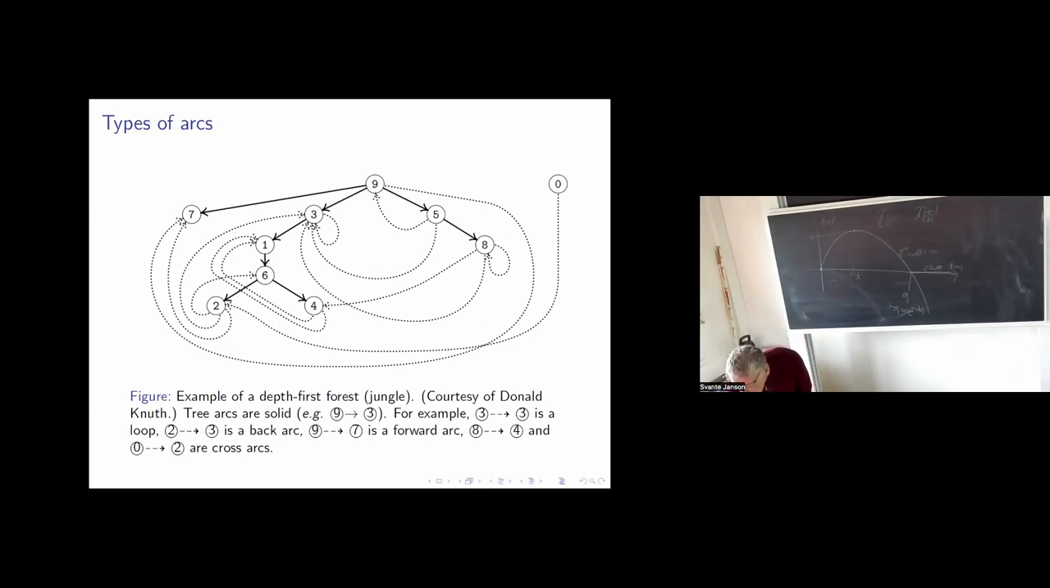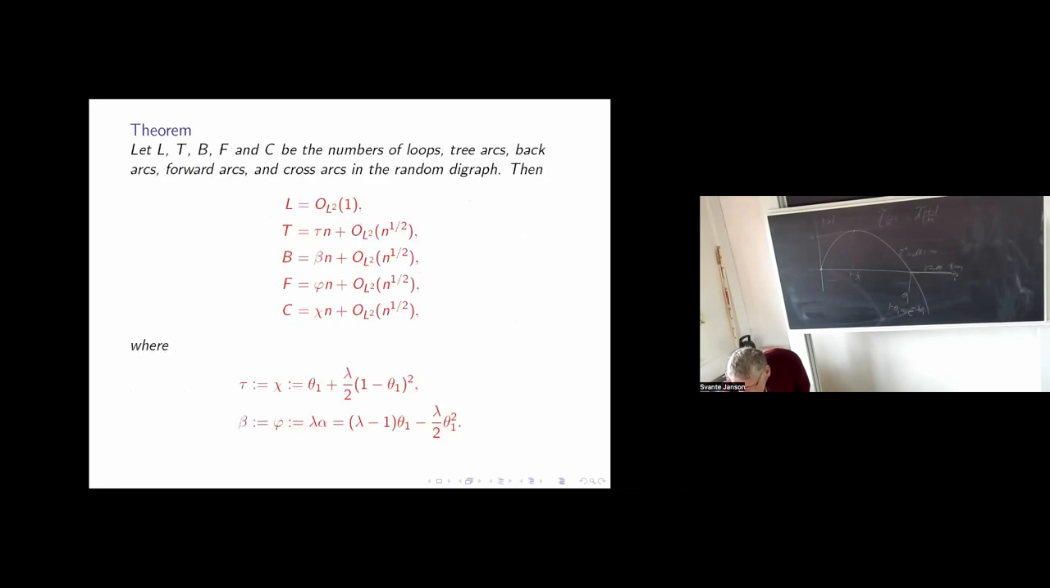So Knuth asked about the number of these things, and there are some results. Here is a result on the number of them, at least the average concentration. If we have a number of loops, tree arcs, back arcs, forward arcs, and cross arcs, loops are very few, a constant number essentially, Poisson distributed. But the others are linear with some constants, and it turns out that these constants for the number of tree arcs and cross arcs are the same, and for back and forward arcs are the same constants. And then there are some fluctuations of order root n. We conjecture that these are Gaussian, but we haven't proved that yet.